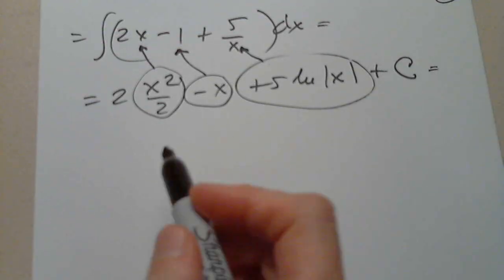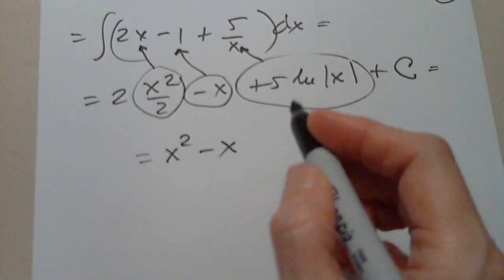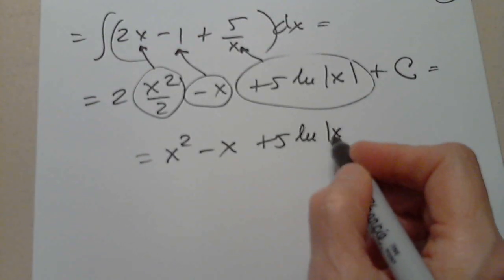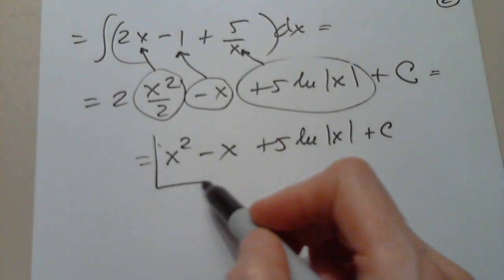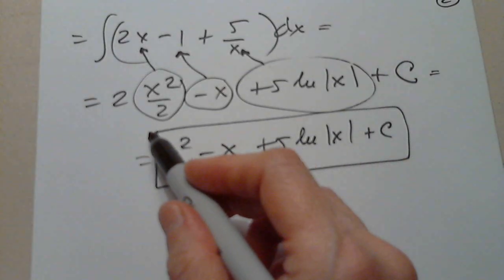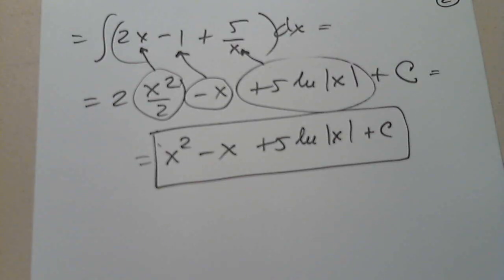So I'll simplify a little bit more. So x squared minus x plus 5 natural log of the absolute value of x plus a constant c. I wrote it one more time so it's completely cleaned up.